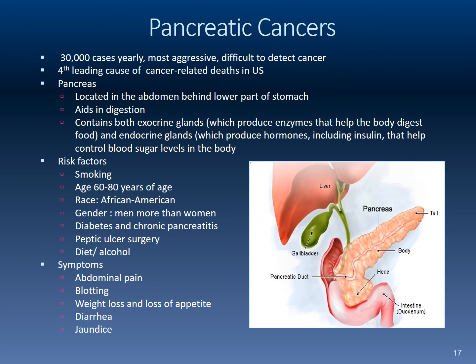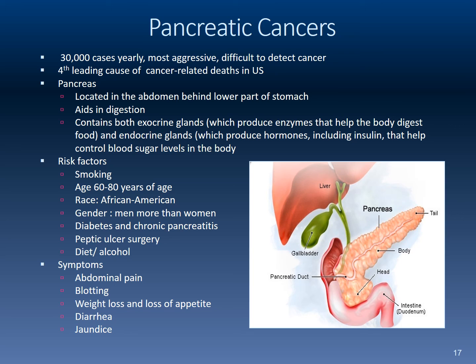Pancreatic cancer is one of the most difficult types of cancer to detect. It is very aggressive, and typically 30,000 new cases develop yearly. It is the 4th leading cause of cancer-related deaths in the U.S. The pancreas is located in the abdomen behind the lower part of the stomach, and it aids in digestion. It contains both exocrine glands and endocrine glands.